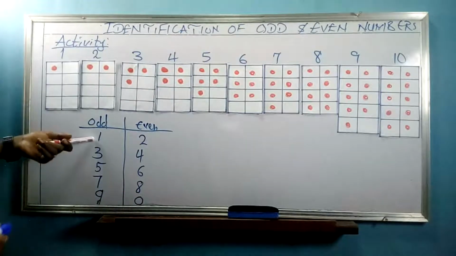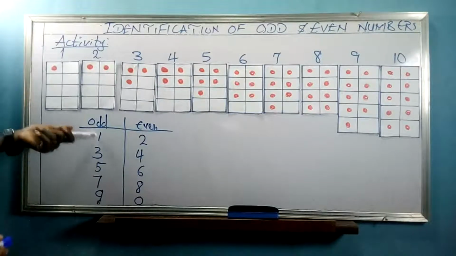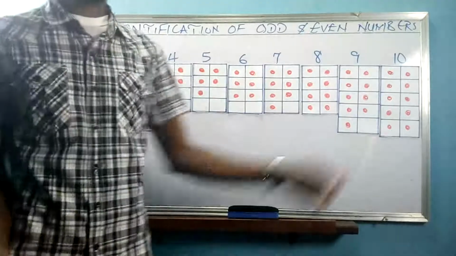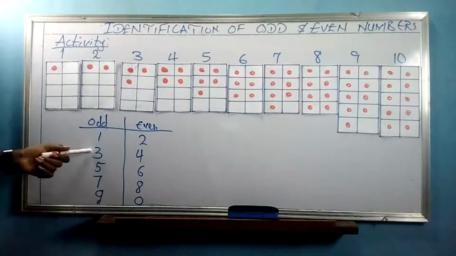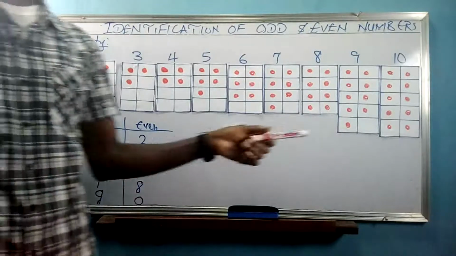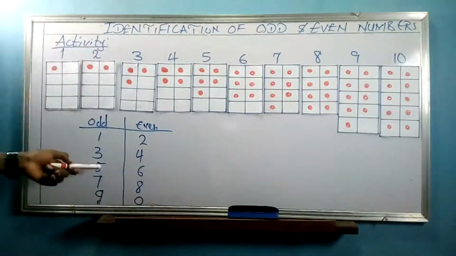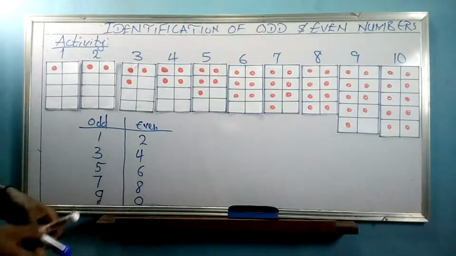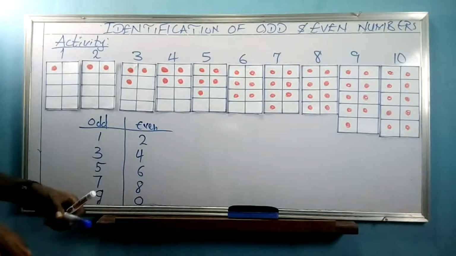As we have it, 1 is an odd number, but when we have the combination of 1, 0, it becomes an even number. 3 is an odd number, but if we have the combination of 3, 0, it becomes an even number. 5 is an odd number. If we have 5, 0, it becomes an even number. Do we get the concept right?